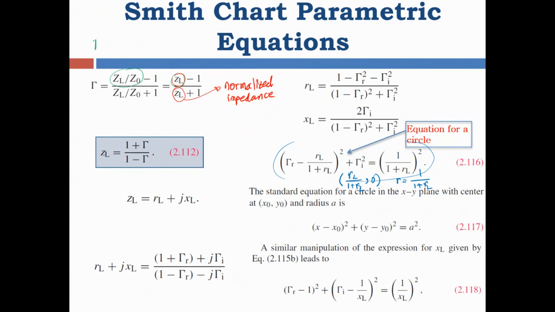So that starts from gamma equal to this one we know for a long time, ZL minus ZO over ZL plus ZO. Now, if you divide both the numerator and denominator by ZO, then you get ZL over ZO minus 1, the whole thing over ZL over ZO plus 1. And this is the normalized, so we can now write it in terms of the normalized value of Z sub L. Do you see that? Yeah, I'm good now. Okay.